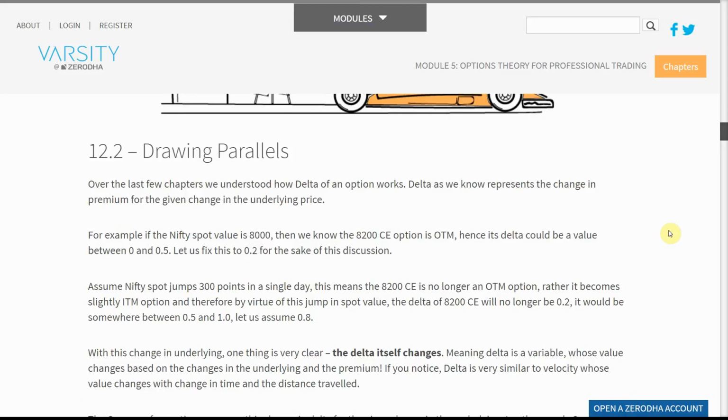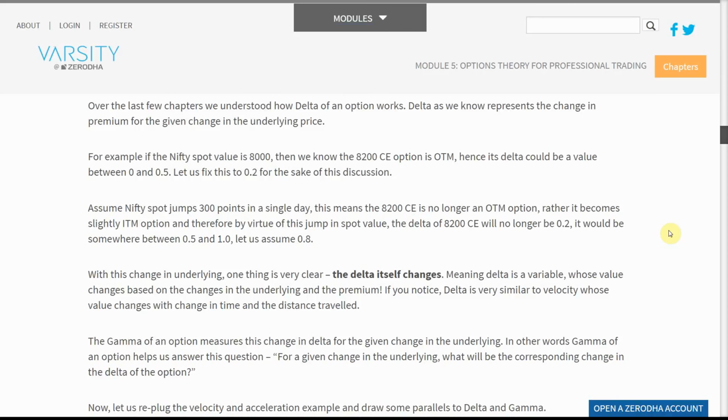Assume the Nifty spot jumps 300 points in a single day. This means the 8200 is no longer an OTM option. Rather, it becomes a slightly ITM option, and therefore, by virtue of this jump in spot value, the delta of the 8200 CE will no longer be 0.2. It would be somewhere between 0.5 and 1.0. Let us assume 0.8. With this change in the underlying, one thing is very clear: the delta itself changes. Meaning delta is a variable whose value changes based on the changes in the underlying.